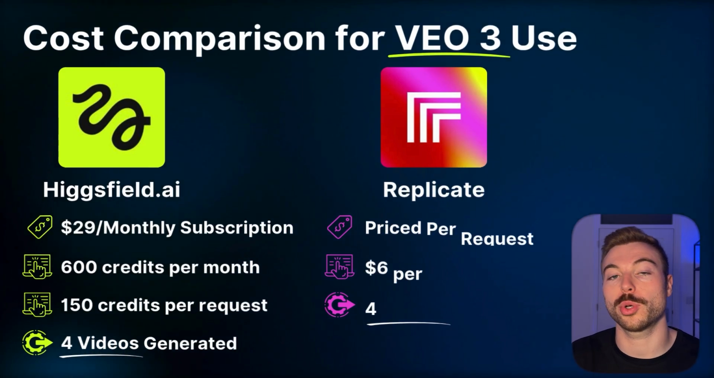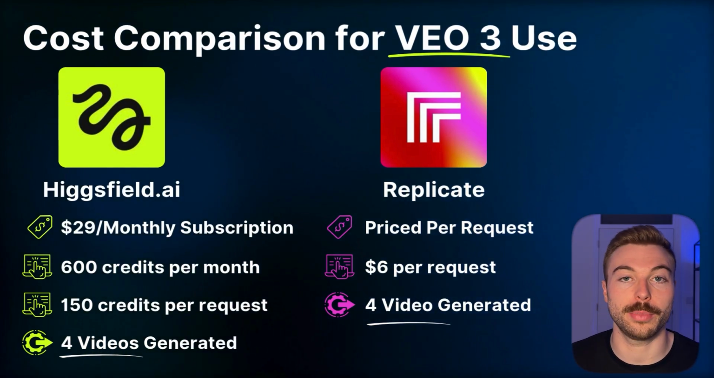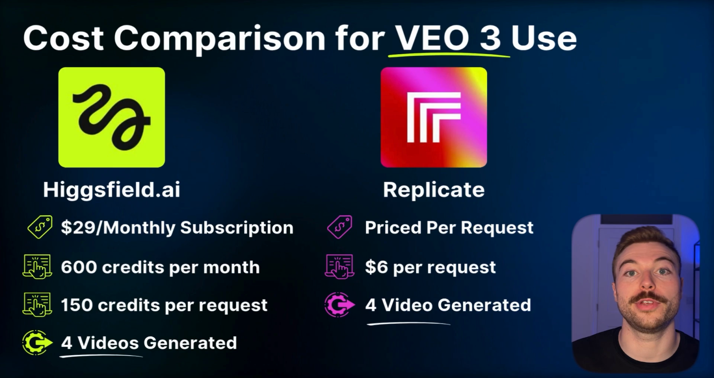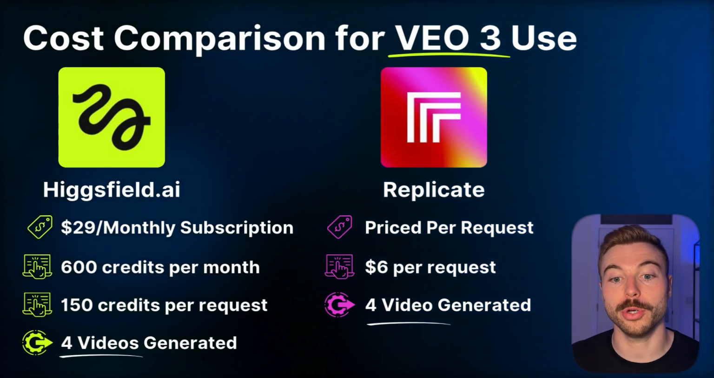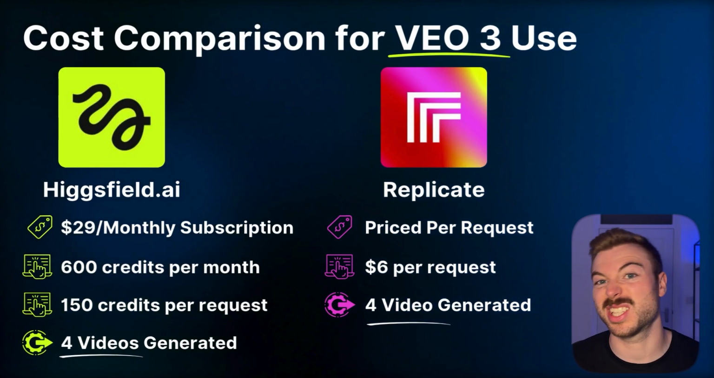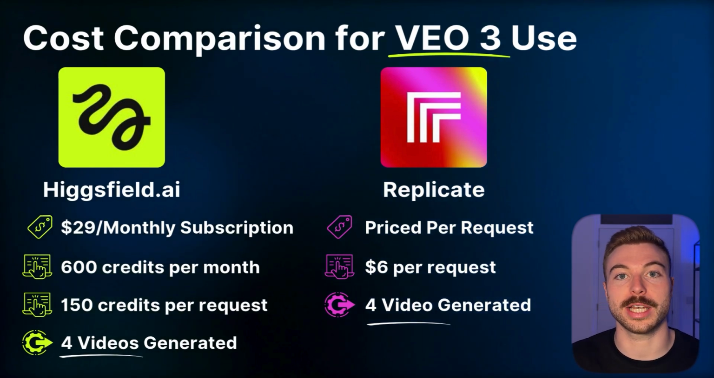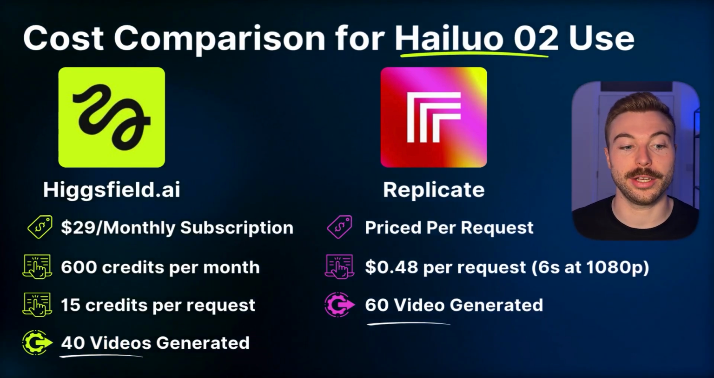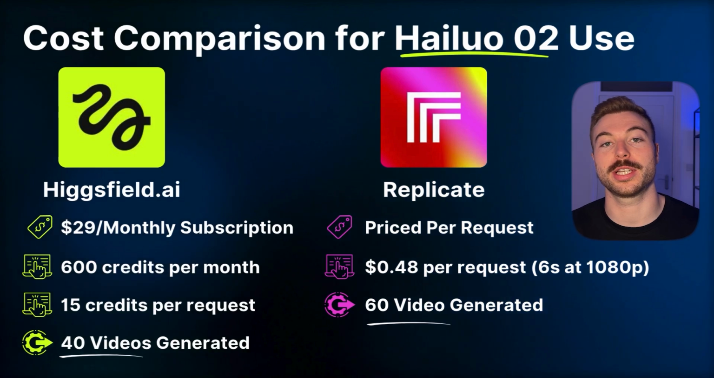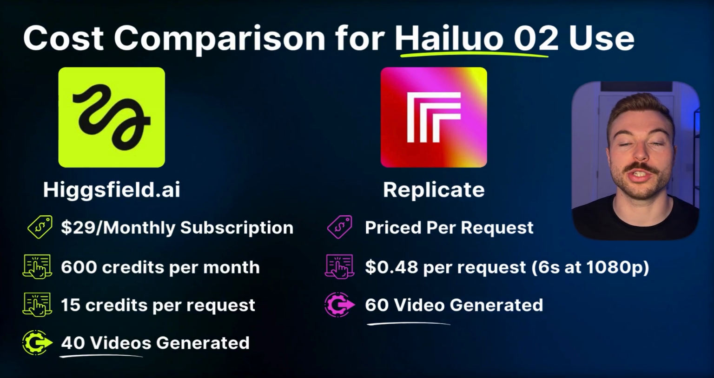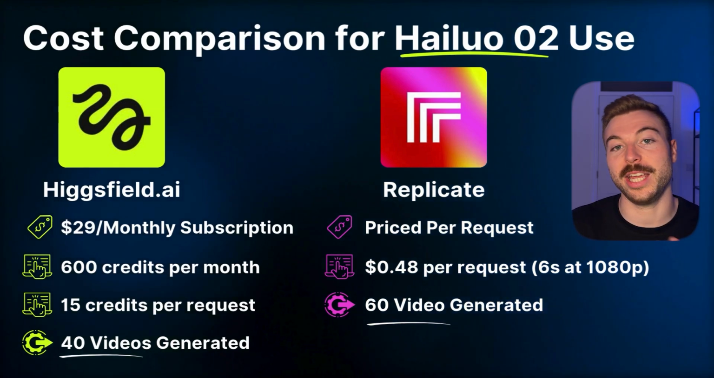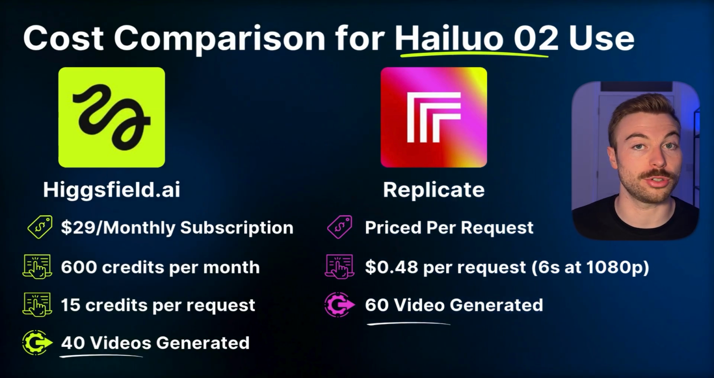Now, if you were to go to a platform like Replicate, where you pay per request to use Google's VO3 model on there, you're not able to upload a reference image at the moment, and you would still have to pay $6 per request, so it evens out for the amount that you would pay to get videos generated. However, if we come across to Halio 2, this is where it starts to get interesting. So within Higgsfield AI, you're looking at around 15 credits per request that goes through, which means with your 600 credits per month, you're able to get around 40 videos generated.